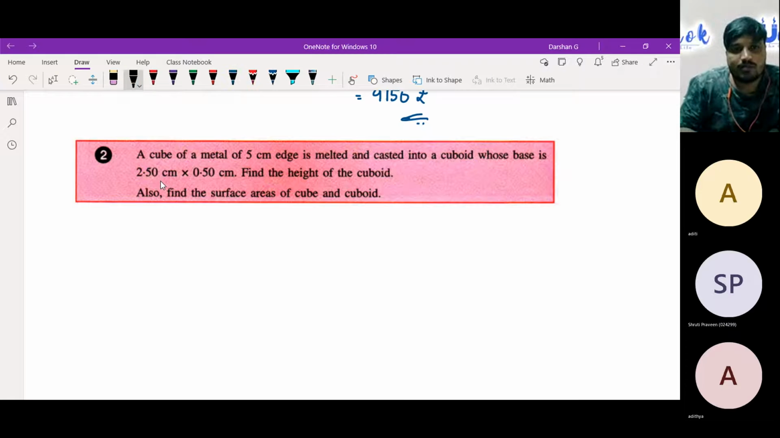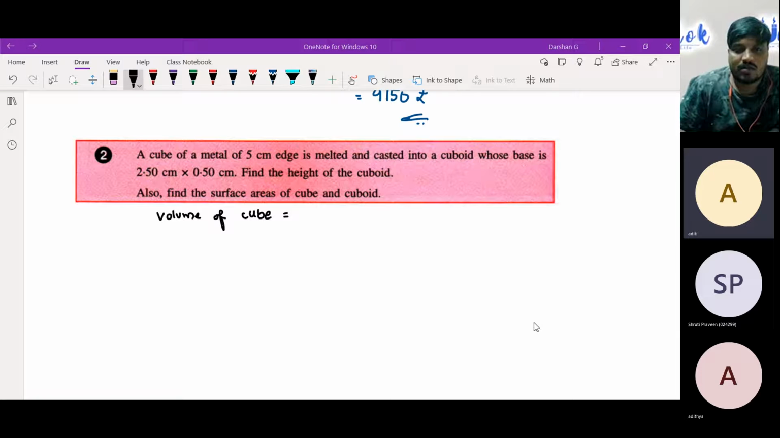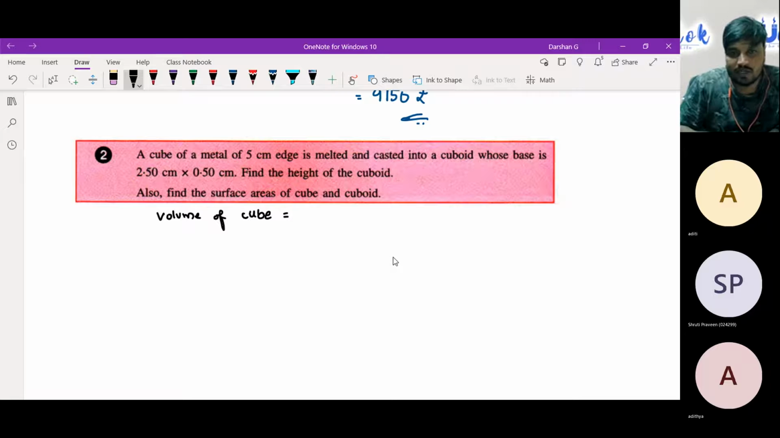Okay, can anybody help me with the volume of the cube? Volume of cube. Anyone? 5 cube. Okay, you told 5 cube. I was expecting the edge cube because sometimes it's important to write the formula as well. Yes, as you told, it is 5 centimeter cube. That's right. So what happens when we melt? The volume of the cube is equal to the volume of the cuboid. So we are going to do that.